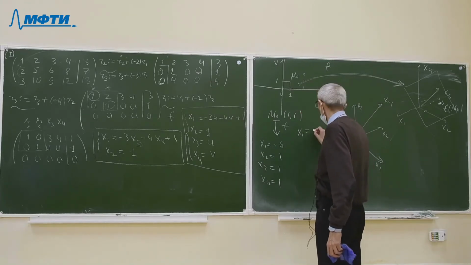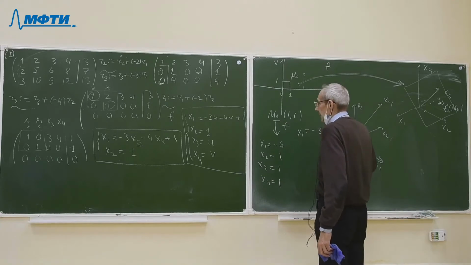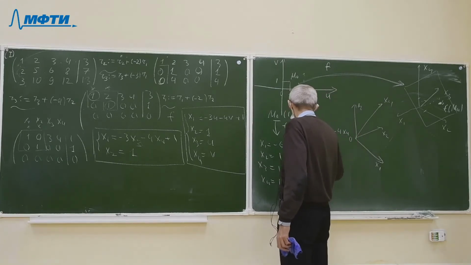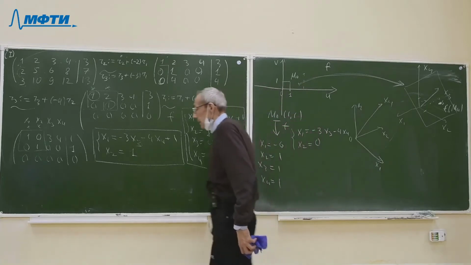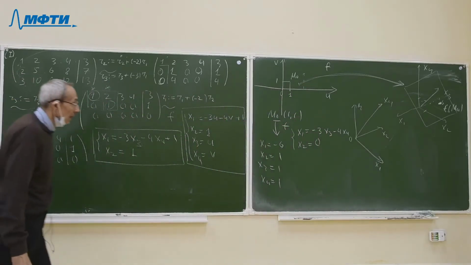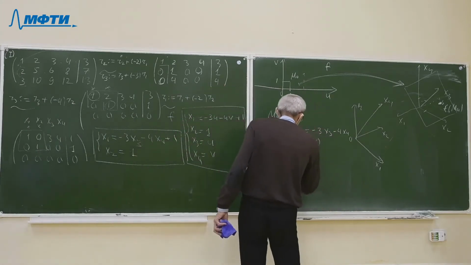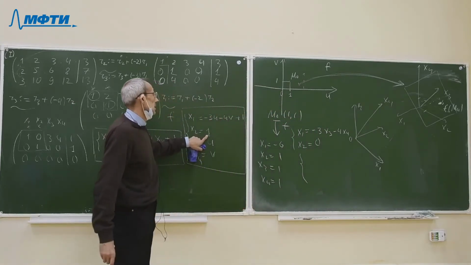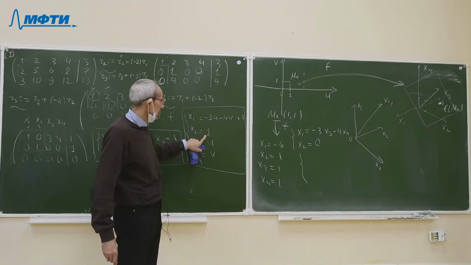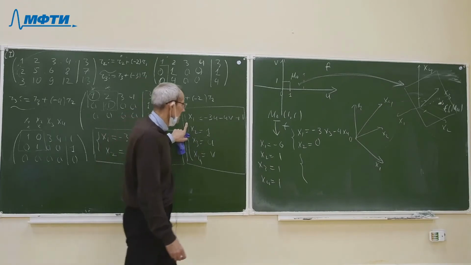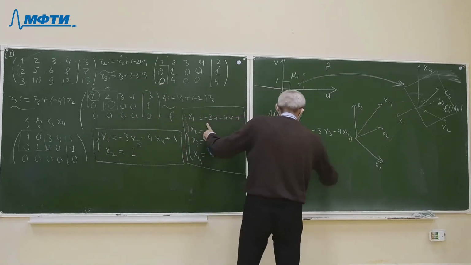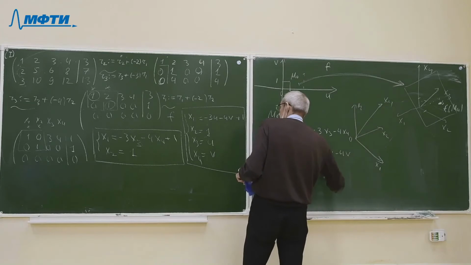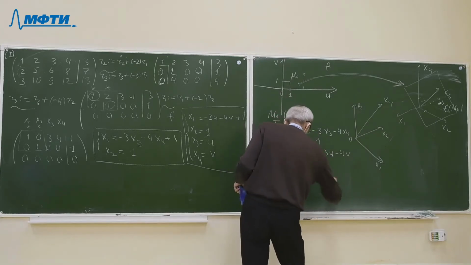x1 is equal minus 3x3 minus 4x4, x2 is equal 0. And in the parametric form, we obtain the following expression. In this expression, I can put the constant number equal 0. And I obtain the parametric form of this equation. x1 is equal minus 3u minus 4v. x2 is equal 0, x3 is u, x4 is v.